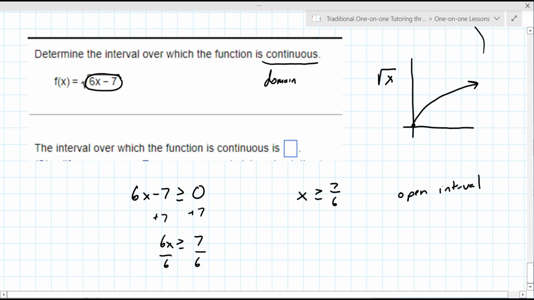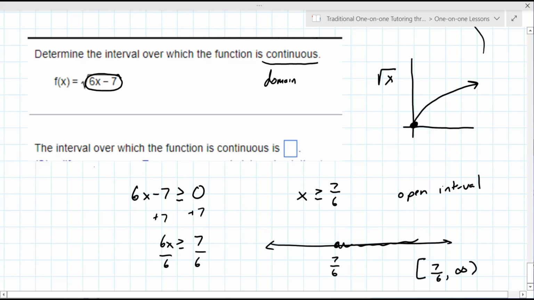And so at the leftmost point of this graph, it's neither continuous nor discontinuous because there has to be a value from the left and the right. So on a number line here, normally we would say, okay, that's 7/6. That's everything to the right. It's bracket 7/6 comma infinity.